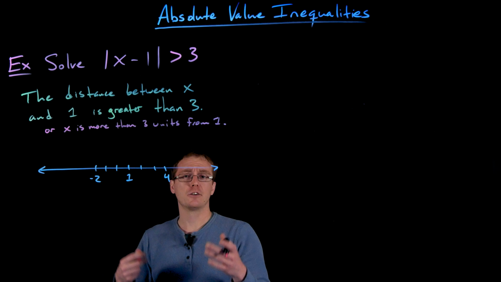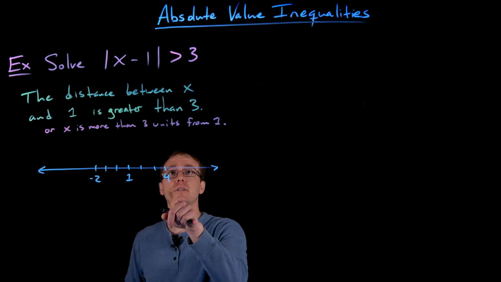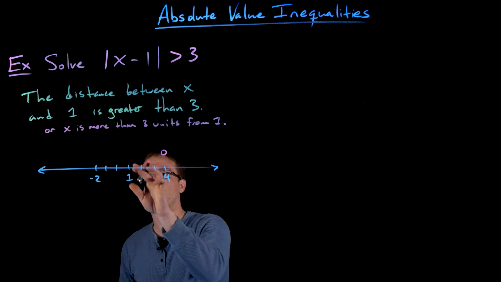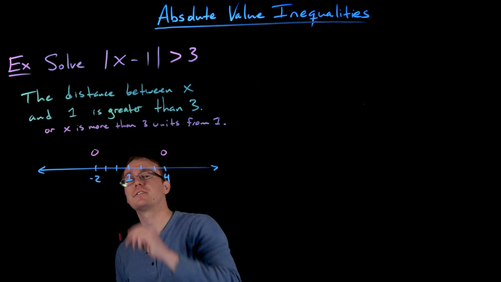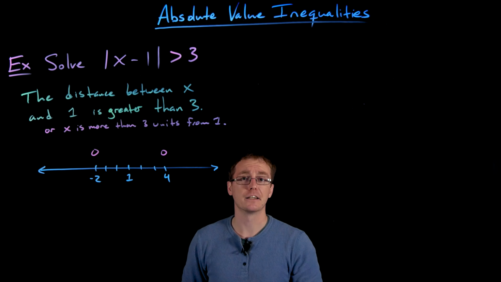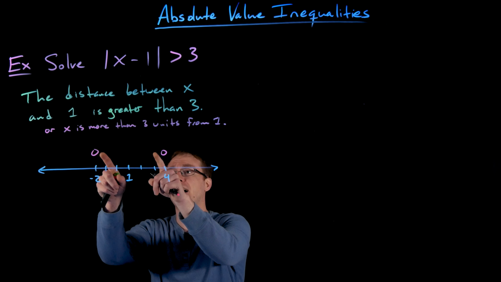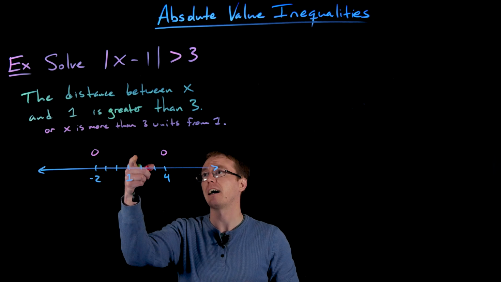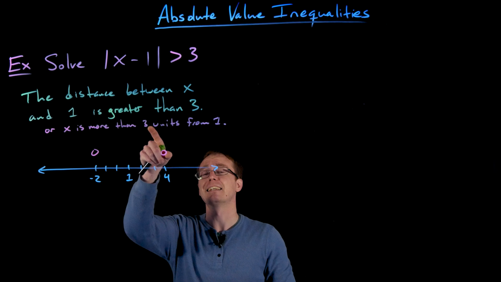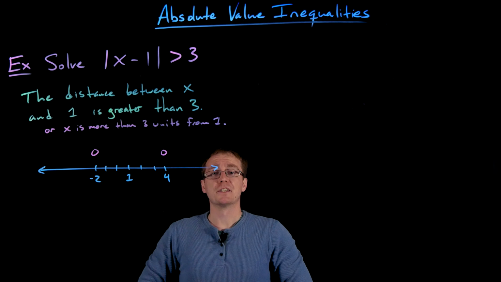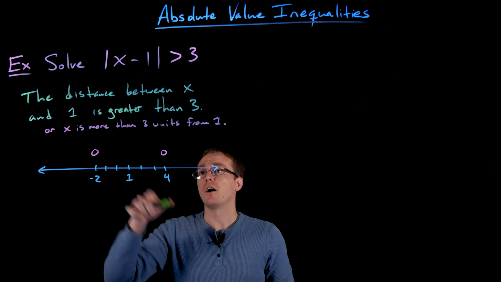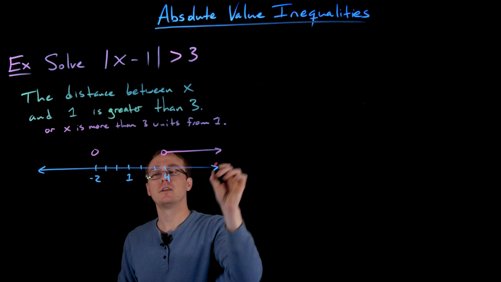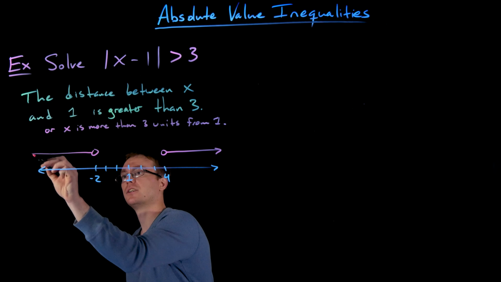Well, which x values or numbers are exactly 3 units away from 1? Well, we can go 3 units to the right and end up at positive 4, or we can go 3 units to the left and end up at negative 2. We don't want to include the values in between negative 2 and positive 4 because those would be the x values whose distance from 1 is less than 3. We want the distance between these x values and 1 to be greater than 3. So we have to go more than 3 steps to the right or more than 3 steps to the left.